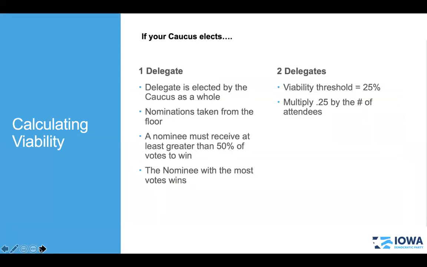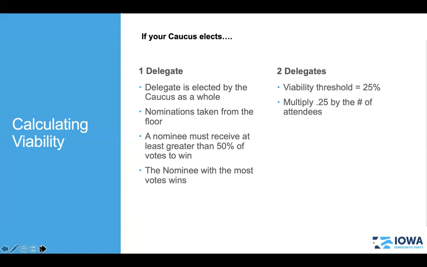So if your caucus is going to be electing one delegate, as I said in the last section, you will have a section that is specific to the temporary chairs that are going to be electing one delegate, because this scenario is a little bit different than the rest. But these bullet points give you a little bit of an idea of what we're going to be talking about. So delegates are going to be elected from the caucus as a whole. Nominations are taken from the floor. The nominee must receive more than 50% of the votes to win, and the nominee with the most votes over 50% wins.